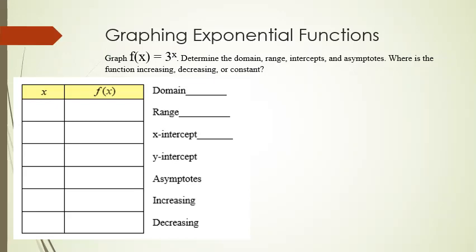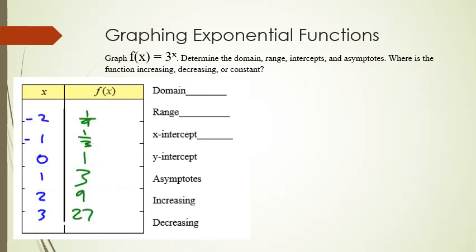So if f of x is equal to 3 to the x, and I try to fill out this table, I'm going to fill it out using x's from -2 to 3. 3 to the power -2 is 1 over 3 squared, which is 1 over 9. So that's where that comes from. 3 to the -1 would be the same thing as 1 over 3. So that's why the 1/3 is there.